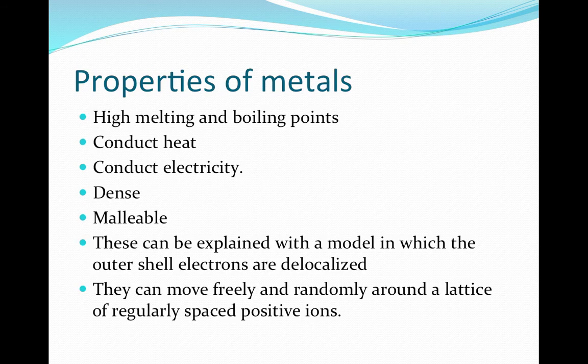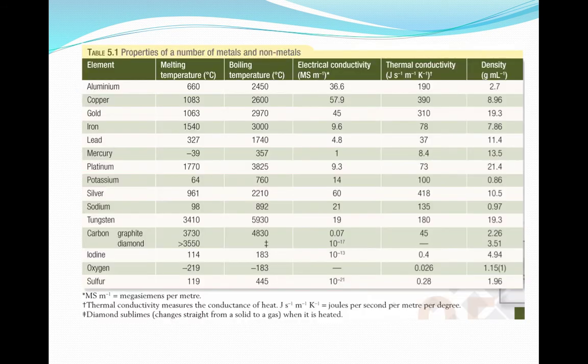They have a distinct set of properties. They have, in general, high melting and boiling points. They conduct heat and electricity very well. They are dense and malleable. And we can explain these properties using a model in which we say the outer shell electrons are delocalized.